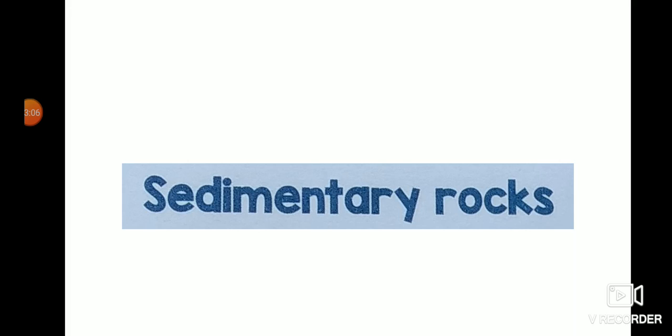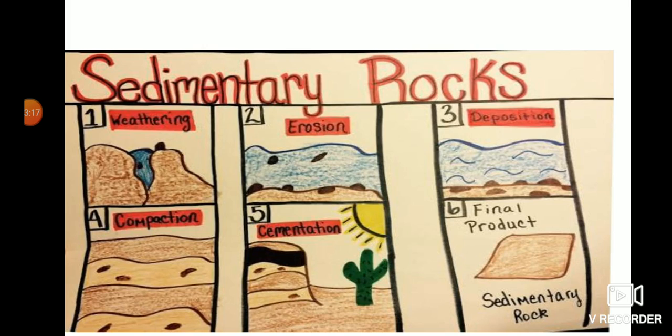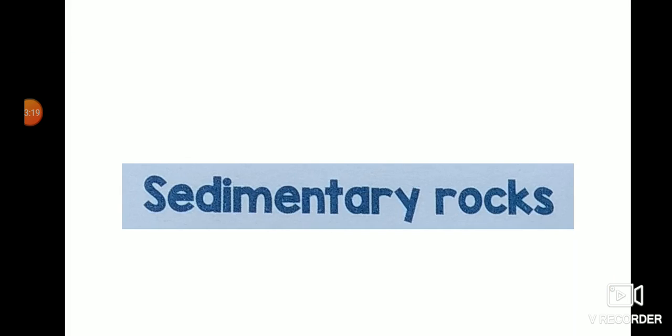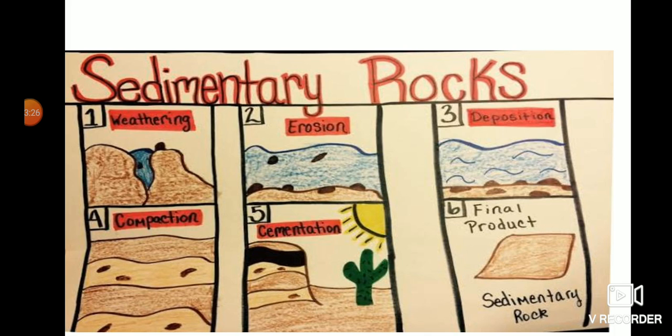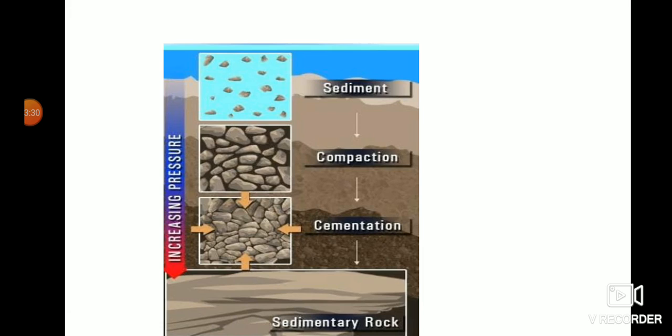Okay, now let's proceed to the next category of the rocks, that is the sedimentary rocks. So how do these sedimentary rocks form? Okay, so we will first discuss the process of formation of sedimentary rocks, and then we will discuss the types or examples of sedimentary rocks. Then we'll also see the uses, where they use the sedimentary rocks.